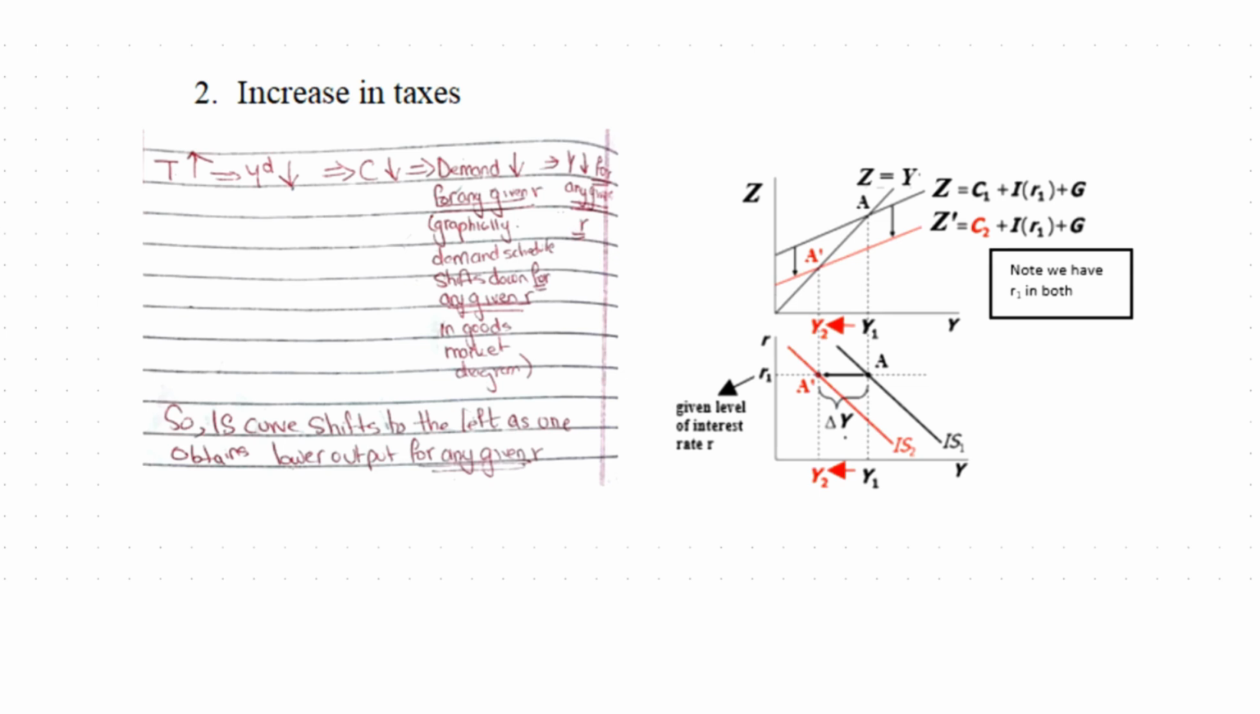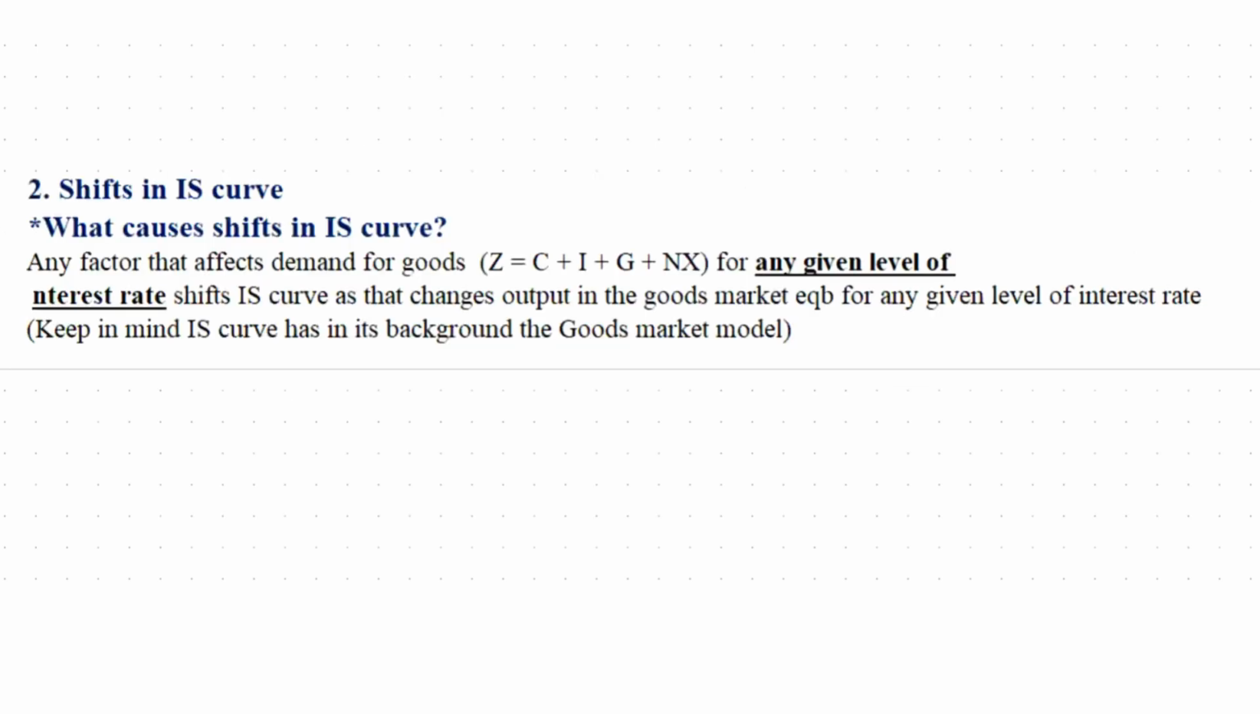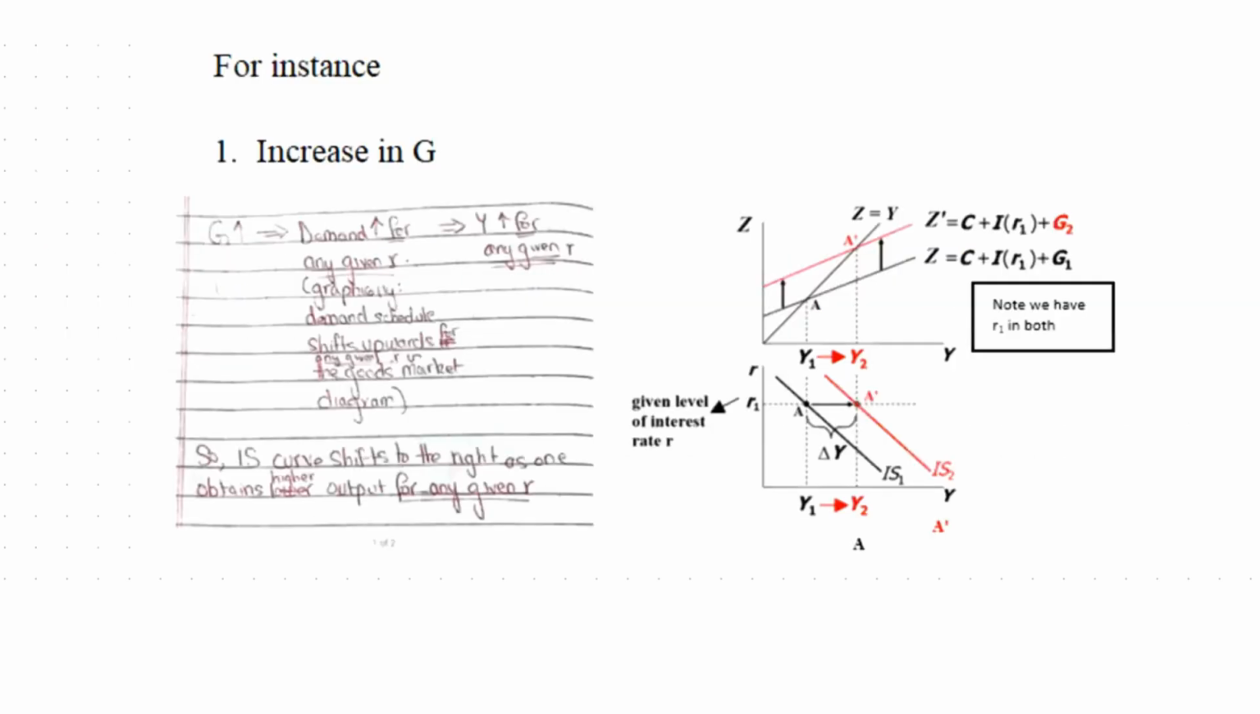So the key here is to remember the IS curve shifts because of any factor that affects demand for any given level of R, as that changes output in goods market equilibrium for any given level of the interest rate. For instance, over here, we saw if we have an increase in G, output increases for any given R. Here we show for R1, we have a higher output, but this is true for any given interest rate. If we take this interest rate, we have a higher output. This interest rate, we have a higher output. So that's why the IS curve shifted towards the right with an increase in G.